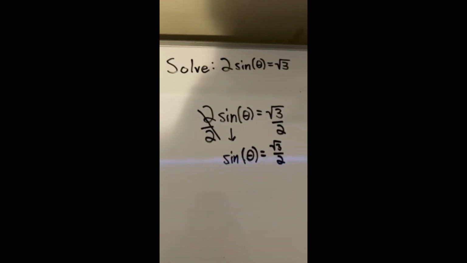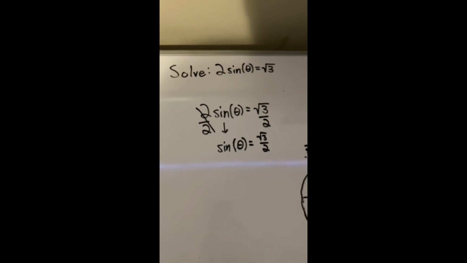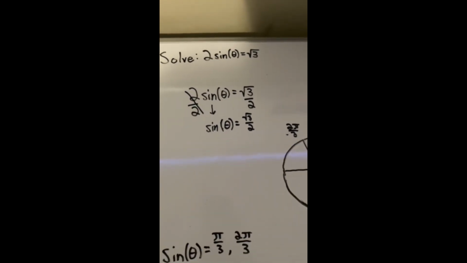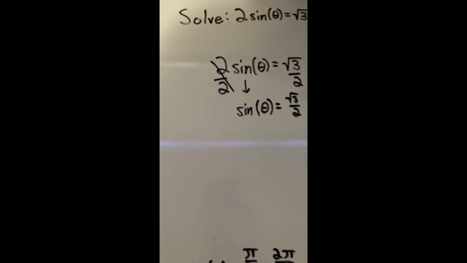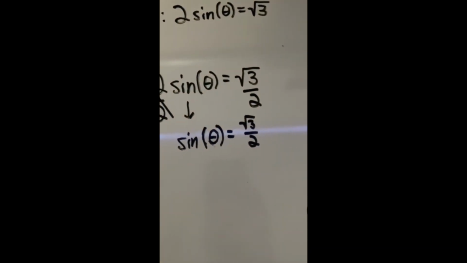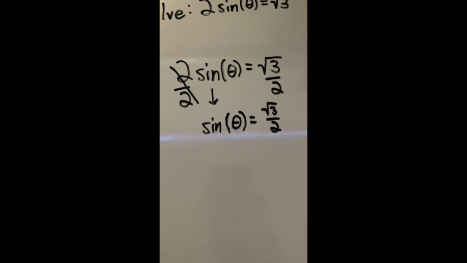All right, now for some easier stuff. We are solving 2 times sine of theta equals square root of 3. This one is actually pretty simple. First, you divide the 2 off of the left side of the equation, and you're just going to put it on the right. So you now have a fraction on the right side. So that would make the equation into sine of theta is equal to the square root of 3 over 2.